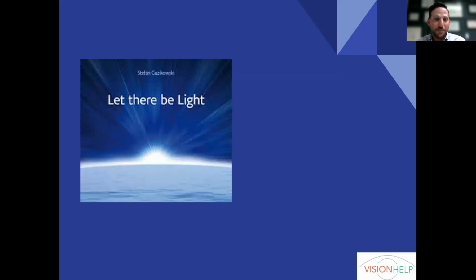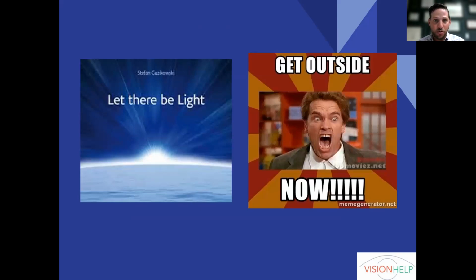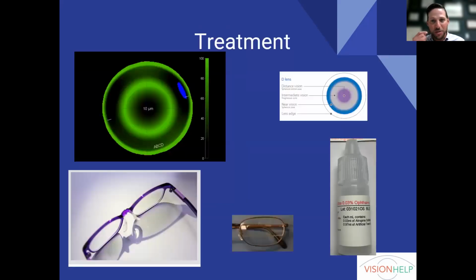We know that light levels, as I talked about before, have a significant influence on prescription development and child visual development. So we encourage our children to get outside as much as possible. You could talk to them about the influence of light and how important it is. When that doesn't work, then you just go Arnold Schwarzenegger on them and yell at them to get outside, take away devices, and encourage them to play outdoors.